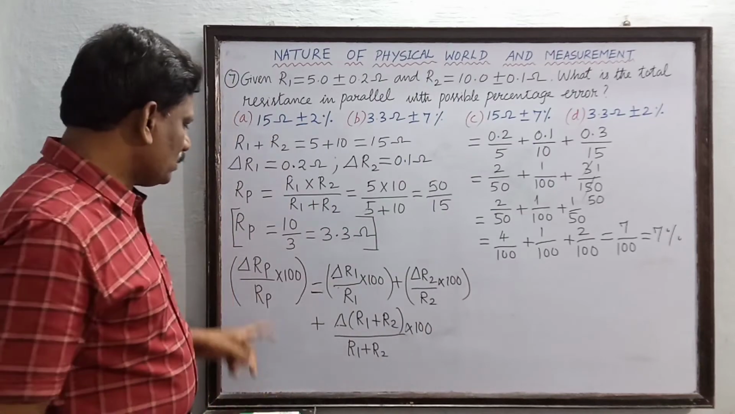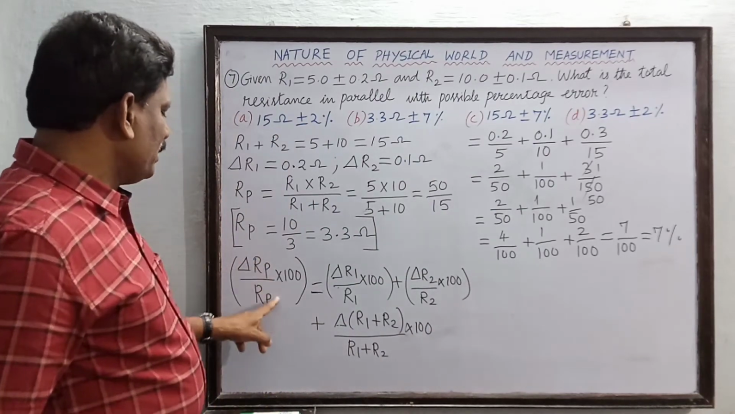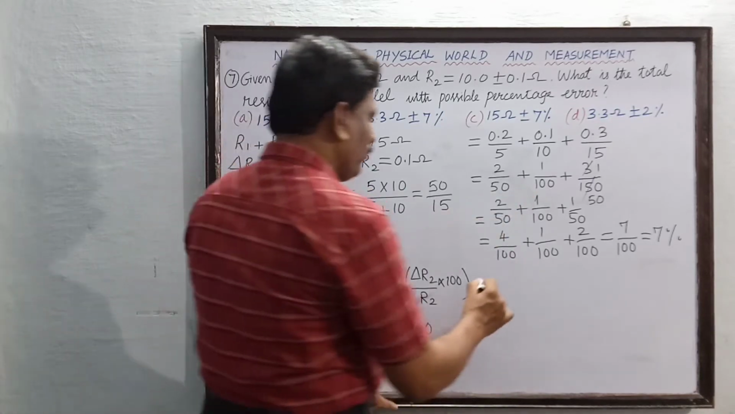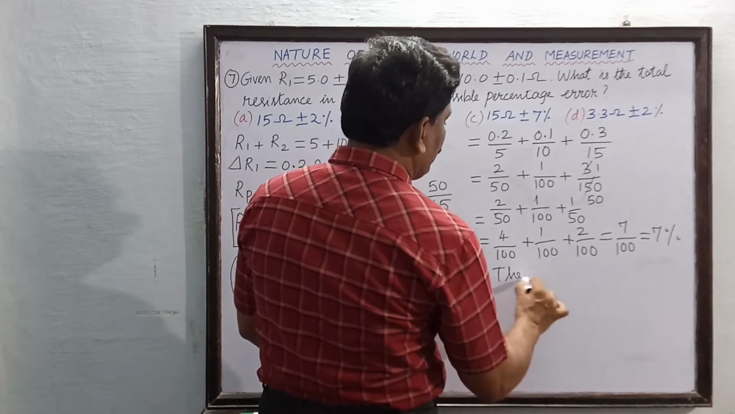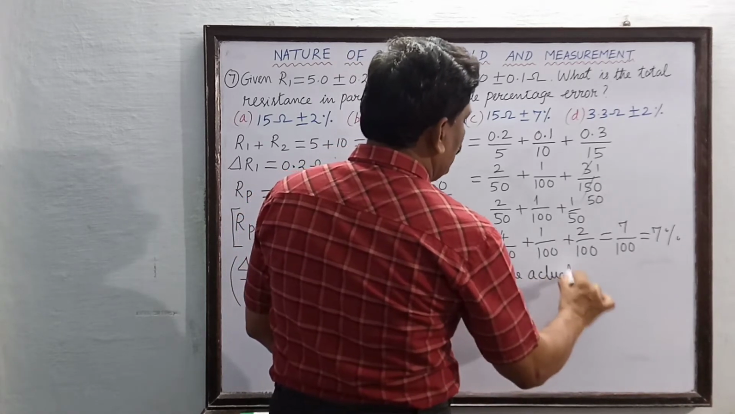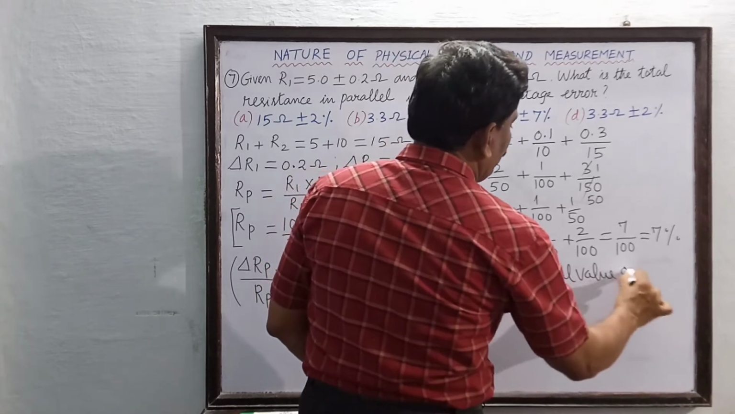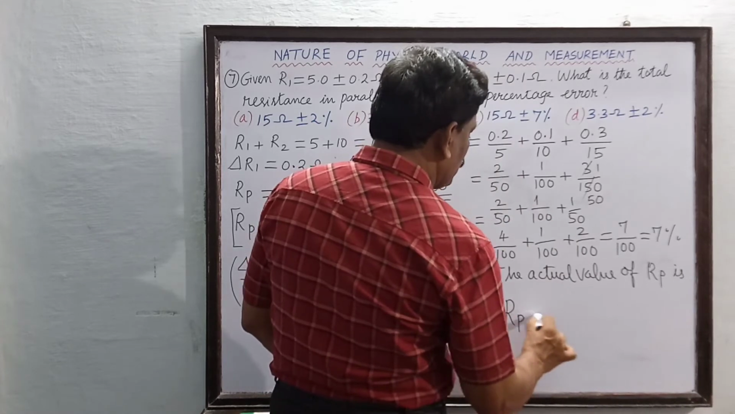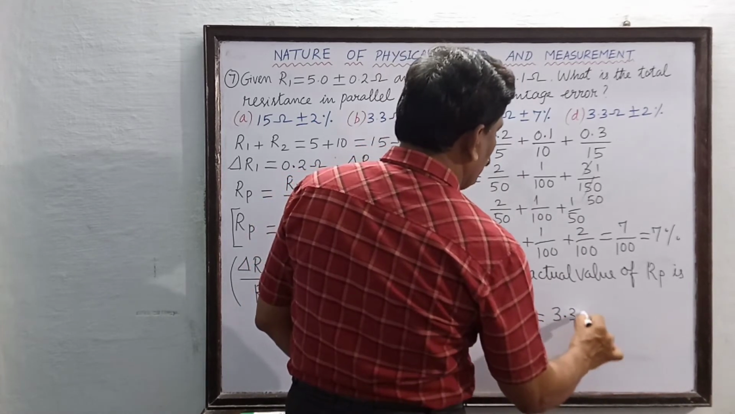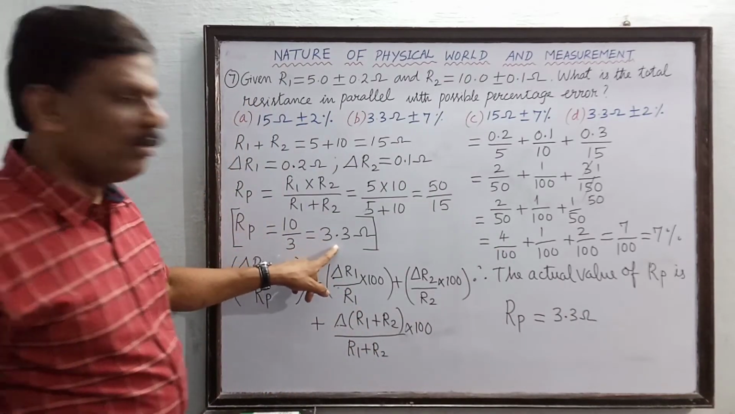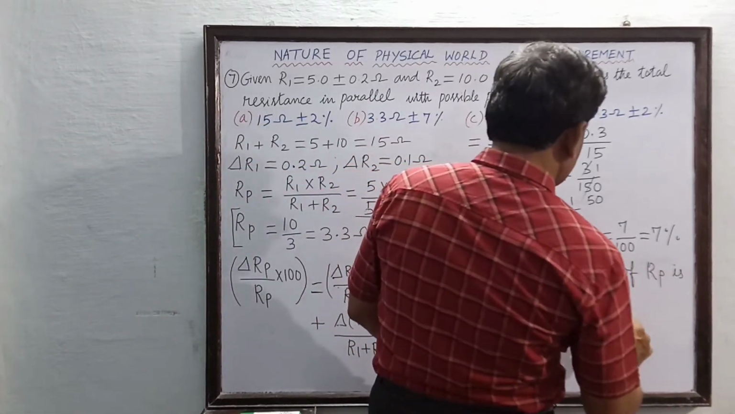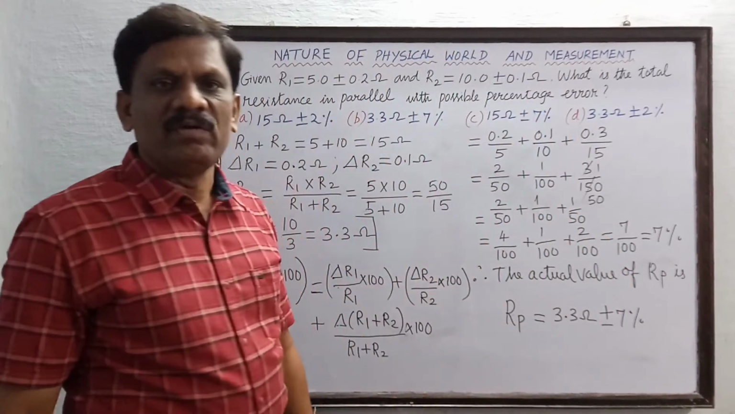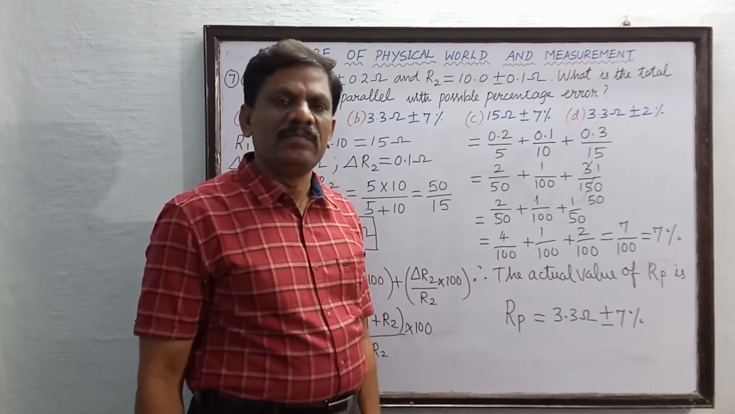Okay, students. So the percentage error in the calculation of R parallel is found to be 7%. Therefore, the actual value of RP is equal to 3.3 ohm plus or minus 7%. This is the actual value of the effective resistance in parallel.